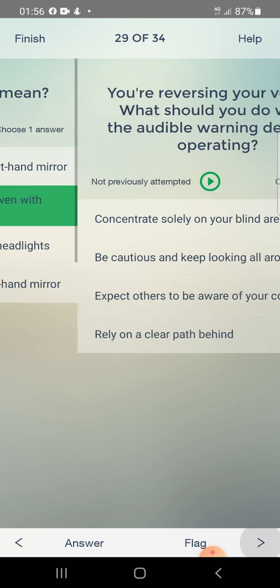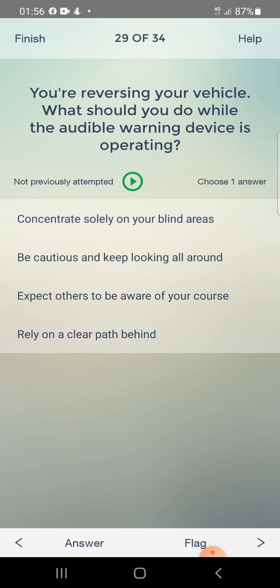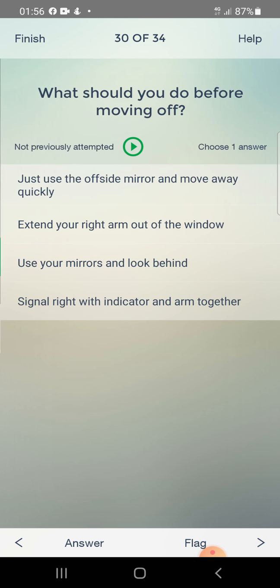Yes. You are reversing your vehicle. What should you do while the audible warning device is operating? Concentrate solely on your blind areas. Be cautious and keep looking all around. Second.